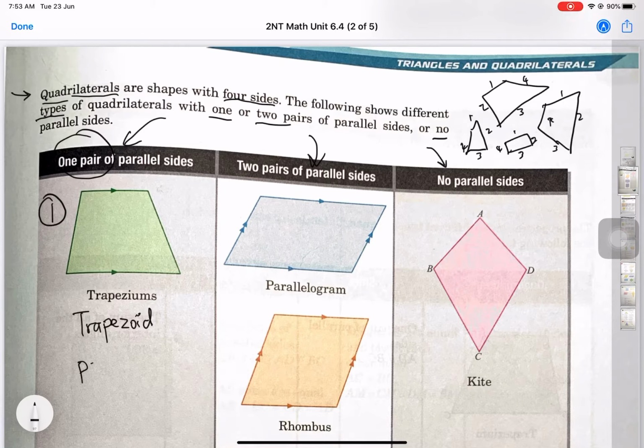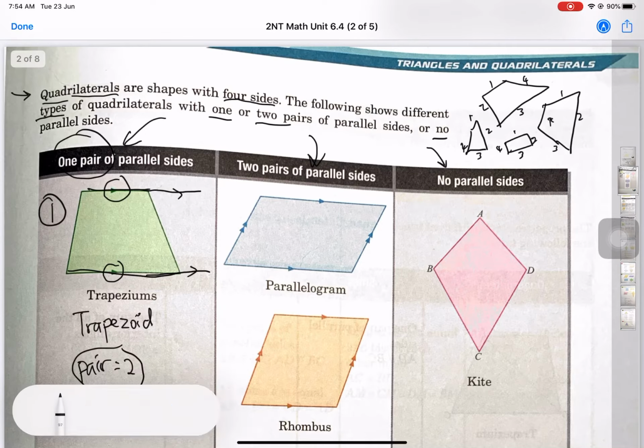Take note, a pair means there will be 2. So there will be 2 lines that are parallel to each other, like a couple. If you look at this trapezium, we have one side over here and another side over here, and these 2 sides are parallel to each other. What does parallel mean? It means that if you were to extend these 2 lines forever and ever, they will never meet. That's what parallel means. So a trapezium has 1 pair of parallel sides.